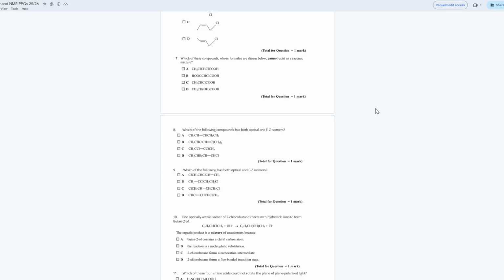So, which of the following compounds has both optical and EZ isomers? This is pretty simple compared to the last one. It's just two different groups on the double bond, which we have on A. So A is a contender for EZ. Let's see which ones don't have EZ. All of them seem to have EZ, no? What's going on with D?